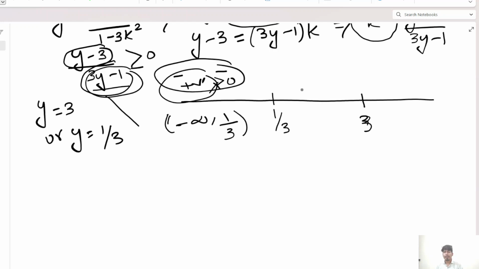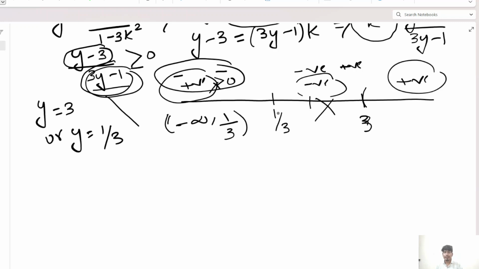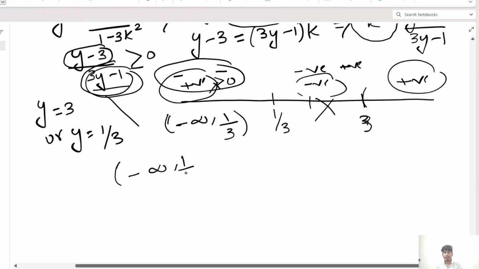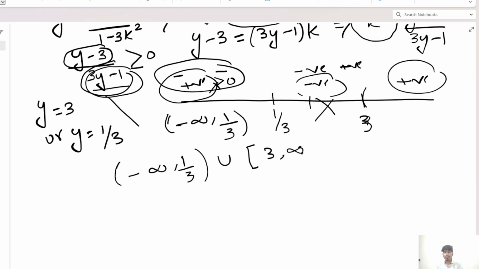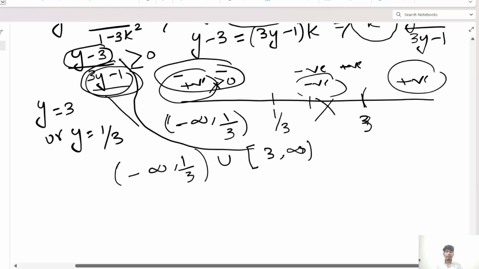Then check a value here, 1 upon 3 to 3. If we choose a value between these, then y minus 3 is negative and 3y minus 1 is positive. Then negative divided by positive is negative, so this doesn't work. Similarly, 3 to infinity works, both the values are positive. Then the range is minus infinity to 1 upon 3 union closed interval 3 to infinity. Why closed? Because when we take 3 this becomes 0 and 0 is positive.